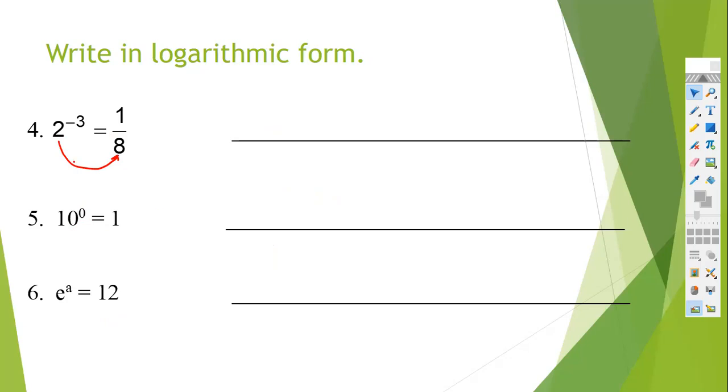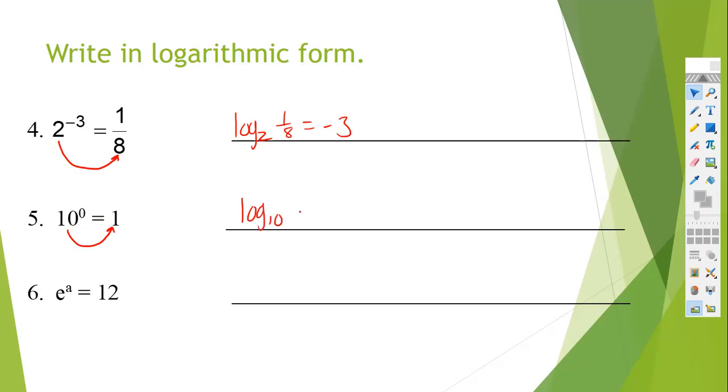Do we see that? What does the base of my log have to be? 2. So log base 2. What is my argument now? 1/8. And your exponent becomes your output. You're going the other way. You're reversing it. Okay.